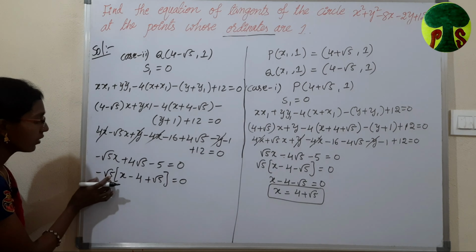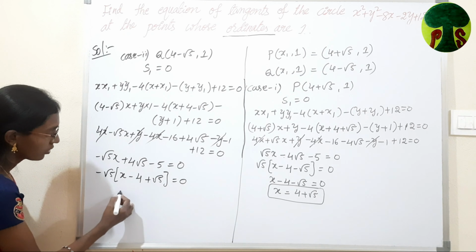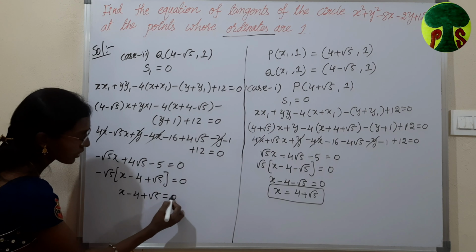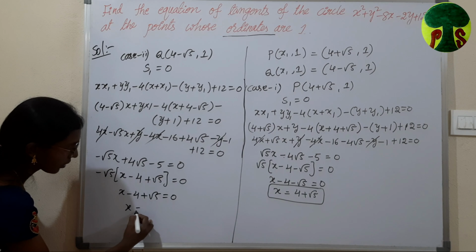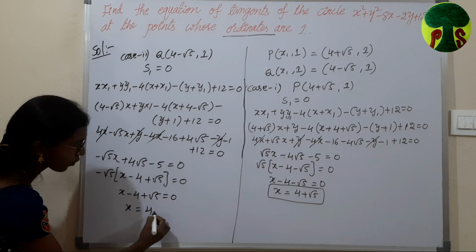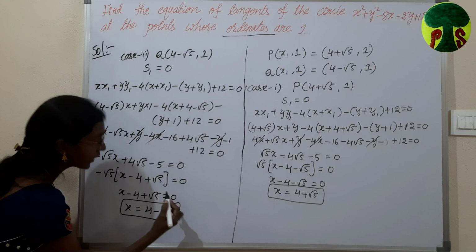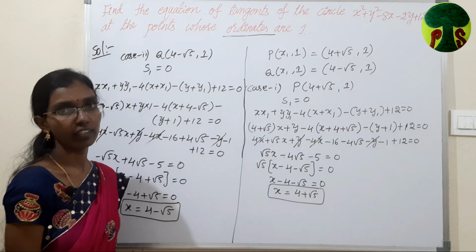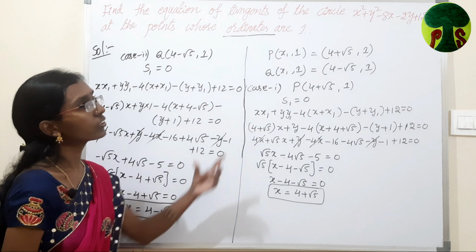So we need to send minus root 5 to the RHS. 0 by something is 0. So finally x minus 4 plus root 5 is equal to 0 is the equation of the tangent. If you want to send the constant to the right side, we can. So x is equal to 4 minus root 5 is the equation of the tangent at (4 minus root 5, 1) to the given circle. So these two are the required tangents to the circle.